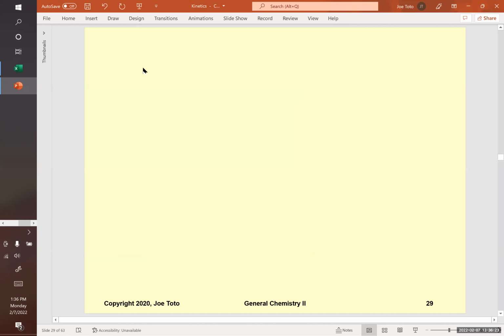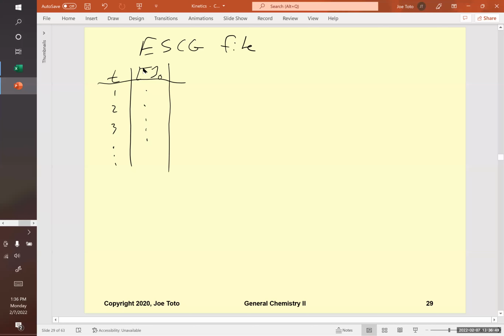So the electronic spreadsheet and computer graphing file gives you a bunch of data of time and concentration. So you have all these points here and so forth, right? And from that, you were supposed to generate the log of the concentration and 1 over concentration. And now you know why.